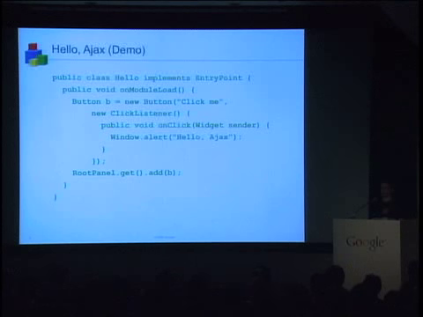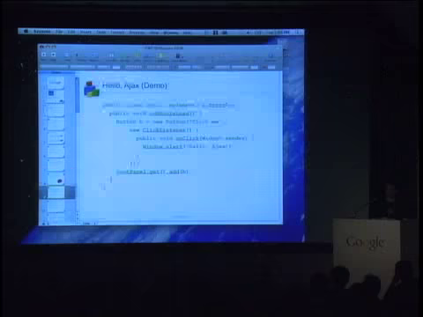a class which implements the entry point interface and provides an on-module load method. And all this code will do is add a button with the text "click me," and when it's clicked, a window will alert "Hello AJAX." So this probably looks familiar to those of you who've done JavaScript alert. Let's have a look at this.